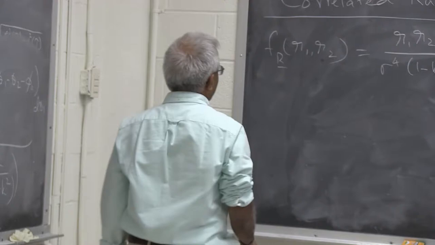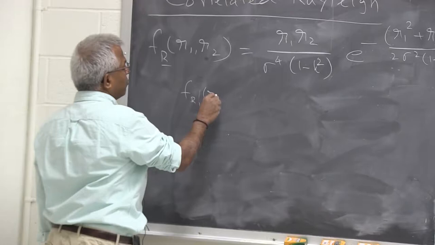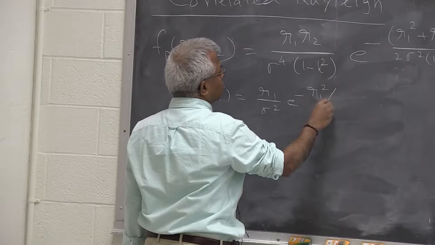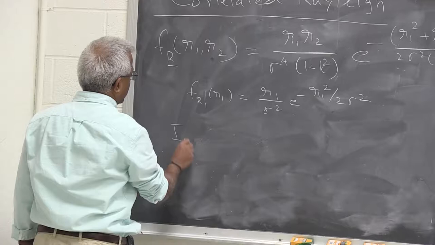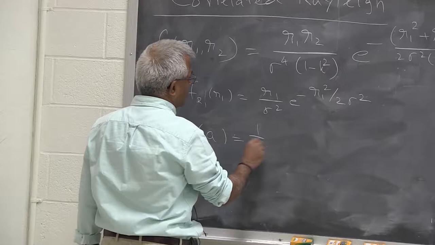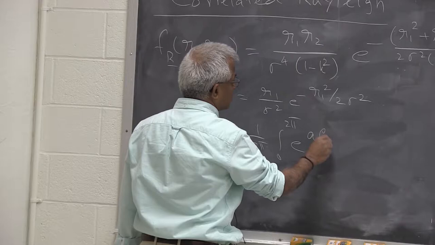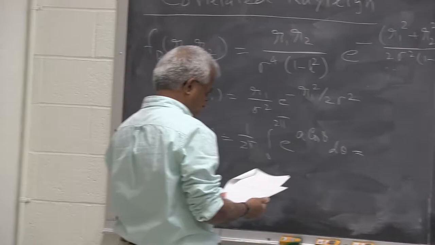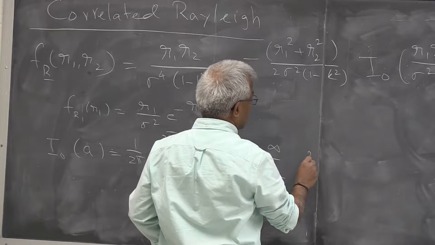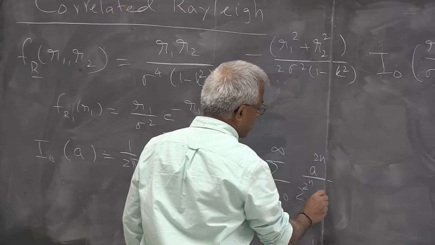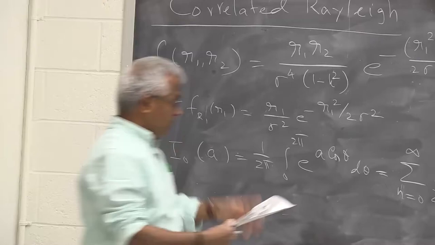So that means if you work it out for r1, it will turn out to be r1 over sigma squared e raised to minus r1 squared over 2 sigma squared. And r2, same thing. On the other hand, I naught of a, as I said before, is 1 over 2 pi integral 0 to 2 pi e raised to a cos theta d theta. If you expand it as a summation and do the integration on the cosine, it is easy to show this will turn out to be the sum over n equal to 0 through infinity of a to the power 2n over 2 to the power 2n times n factorial squared. This is a standard expression.